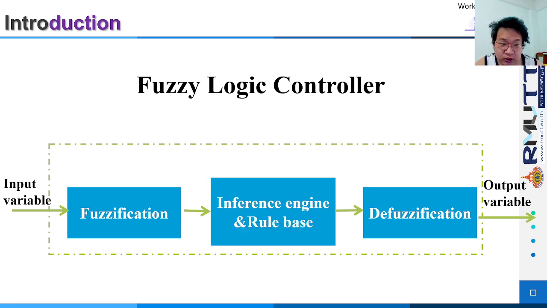And next, 3, defuzzification is converting the fuzzy output obtained through rules evaluation into precise control output, which is used to drive actuators such as motors, valves, etc. to control the controlled object. For example, the temperature control of an air conditioner.